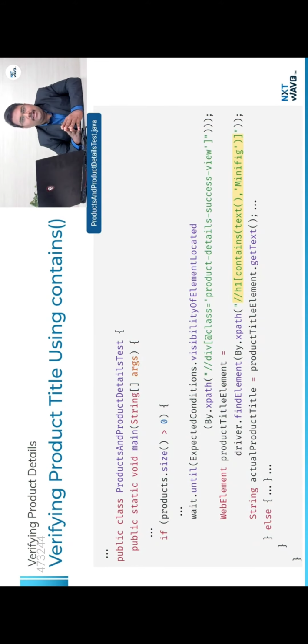So as you can see here in the code, we have replaced the entire string minifigures with a smaller string called minifig. Okay, let's check this out. Here we can see that the web element product title element is equal to driver dot find element by XPath of, where the h1 element matches, which basically has a text called minifigures.